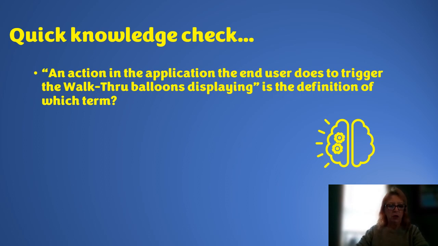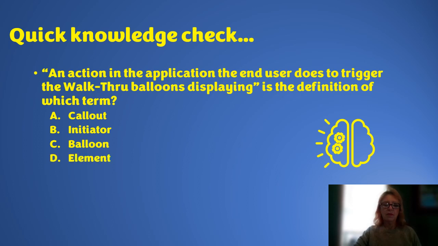Here's another multiple choice. Here's a definition from our glossary slide. Read the definition and tell me what term it defines. The clue is the word action. In order to perform an action, you have to initiate an action. So the answer in this case is B, initiator.